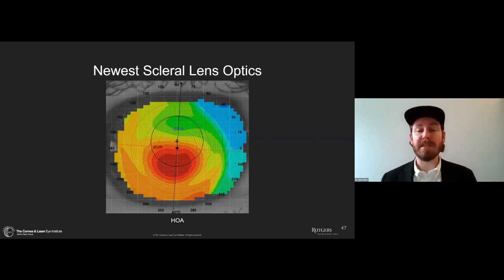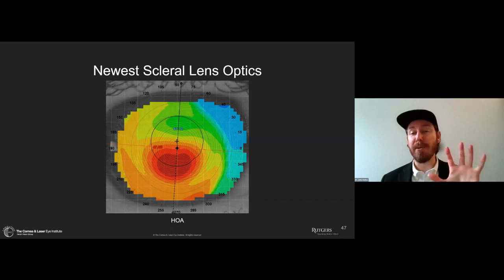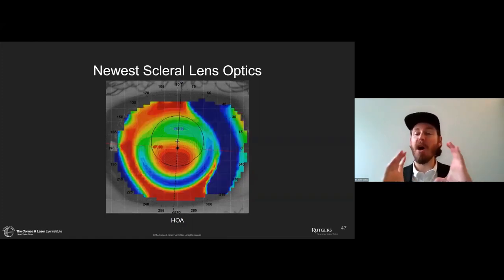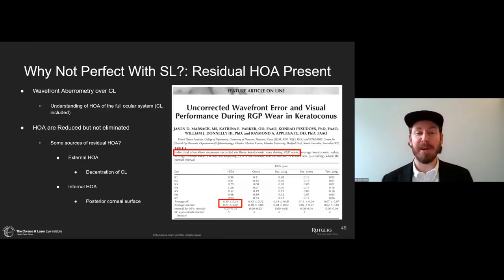Now, when we look at this, this is a higher order aberration correcting optical profile for a patient with keratoconus. And what you can see is that it almost looks like keratoconus. The irregular pattern on the front surface of the lens that's carved into those optics is there to cancel out the aberrations created by the keratoconic cornea.